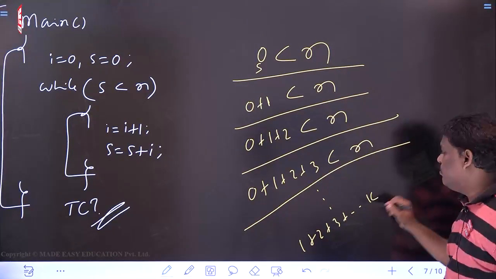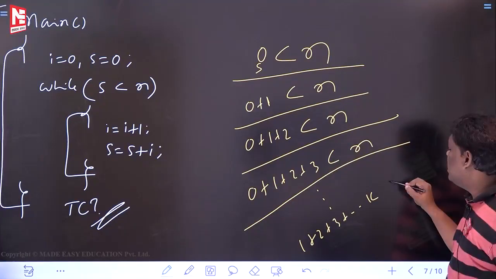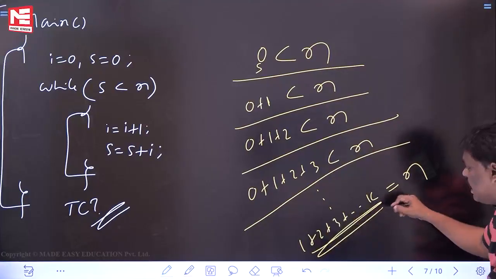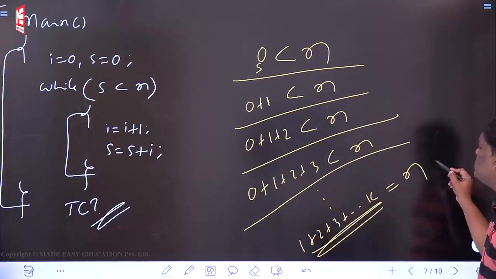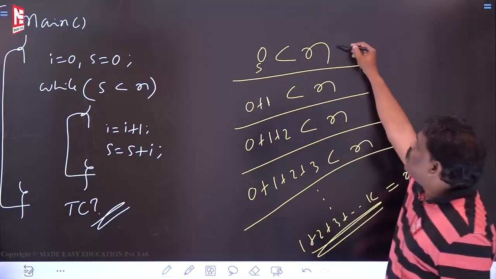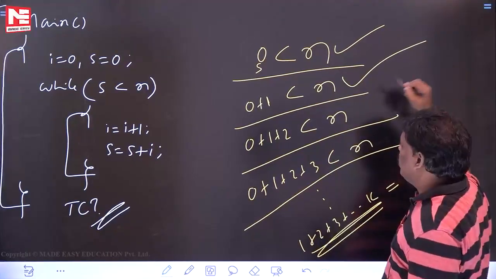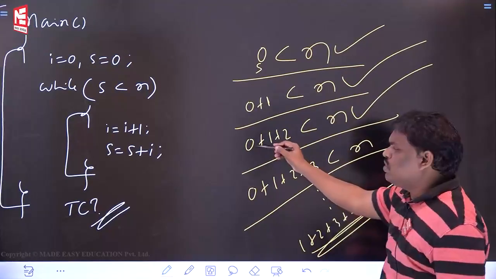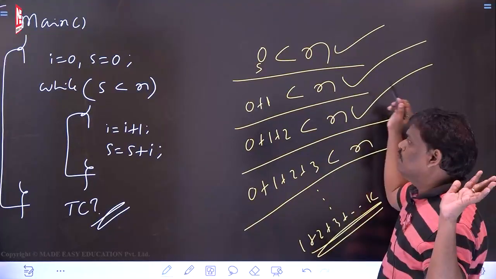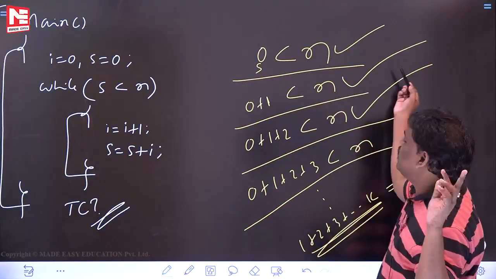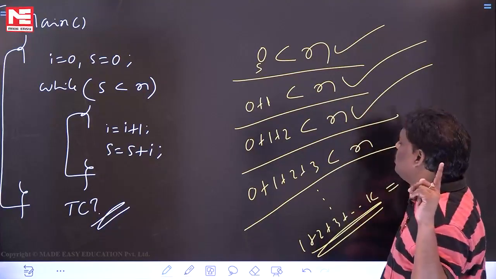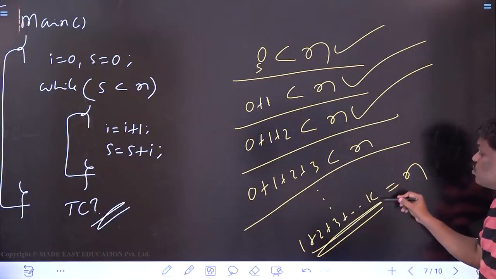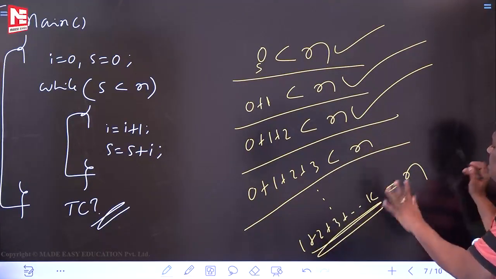If you do it k times, this value becomes equal to n. If this total sum becomes n, then the loop fails. Until then it is a pass, continue further. If I do 1 time, 1 less than n. If I do 2 times, 1 plus 2 less than n. If I do 3 times, 1 plus 2 plus 3 less than n. If I do k times, 1 plus 2 plus 3 and so on up to k equals n. That is the reason I stop.